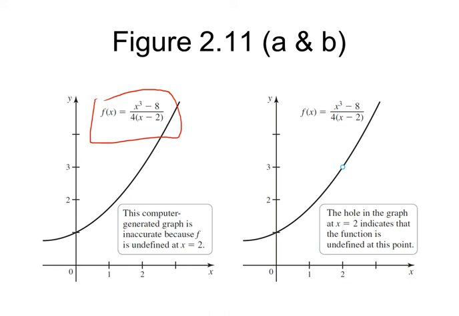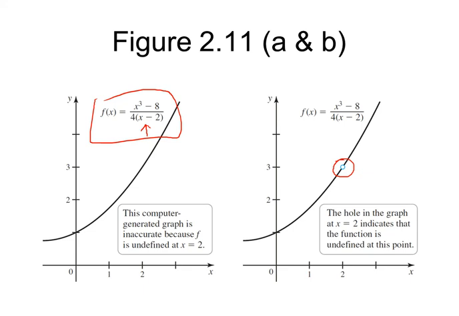As we can see, there's an x in the denominator, and putting an x value of 2 gives us a 0 in the denominator. So there should be a hole in the graph because our function is not defined at that point. So the real graph should look like this with a hole at the point 2, 3.